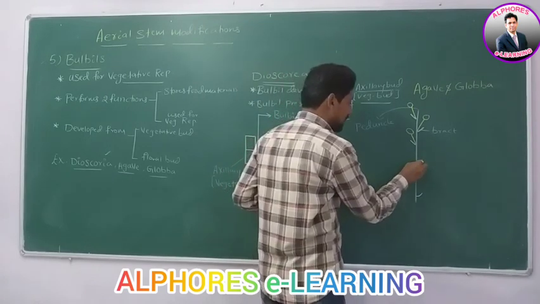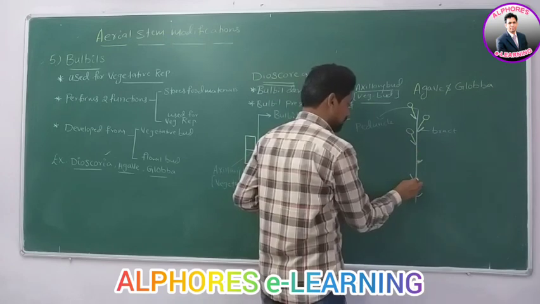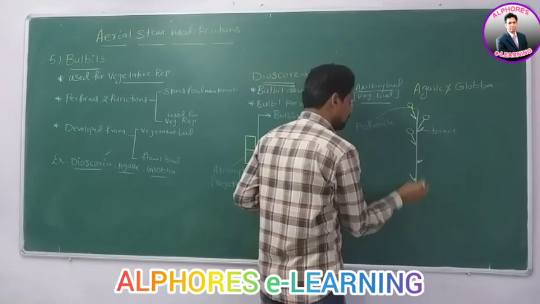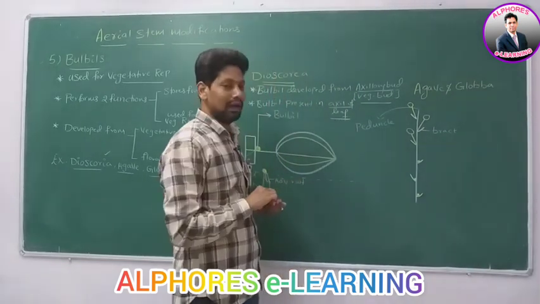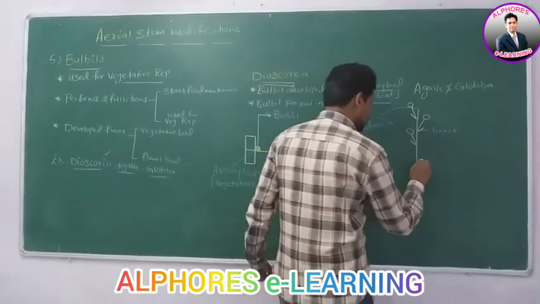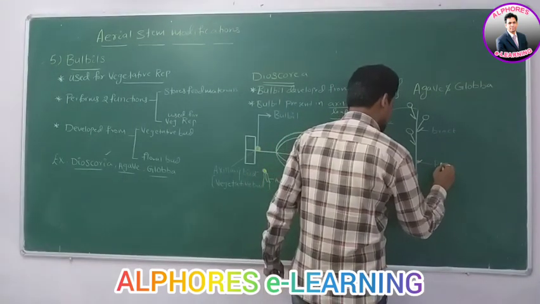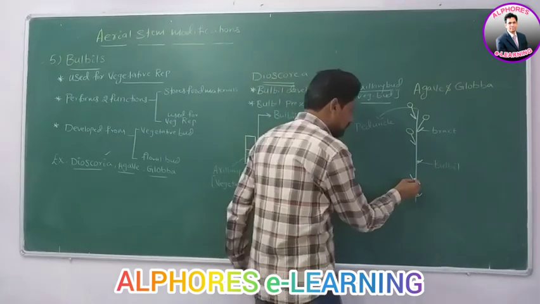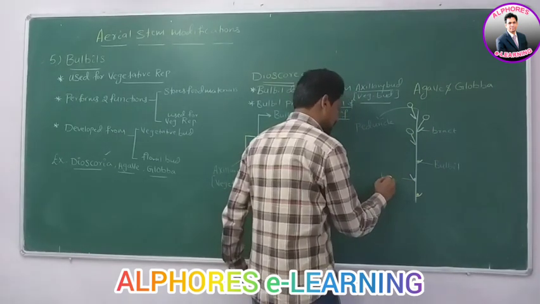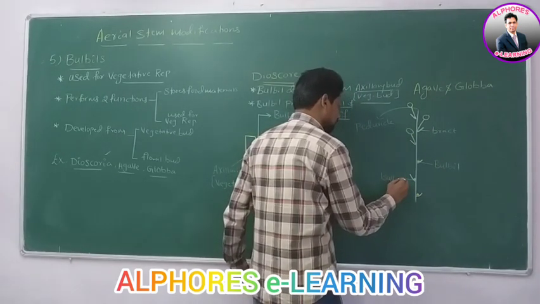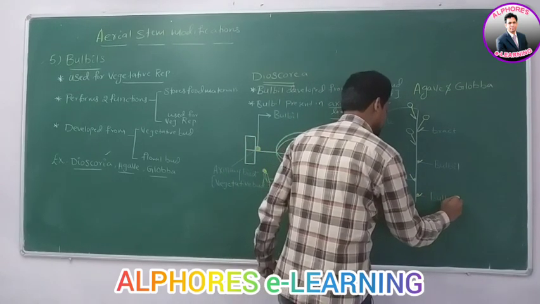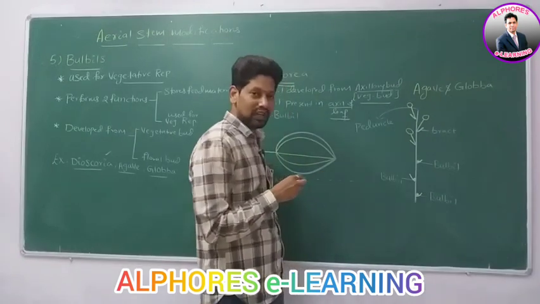Sir, this is a bract, this is the axil. From this axil of bract, what should come, sir? Flower. But instead of flowers, bulbils are developed. What are developed, sir? Bulbils. Therefore, what is this one? Bulbil. Is it okay? Right.